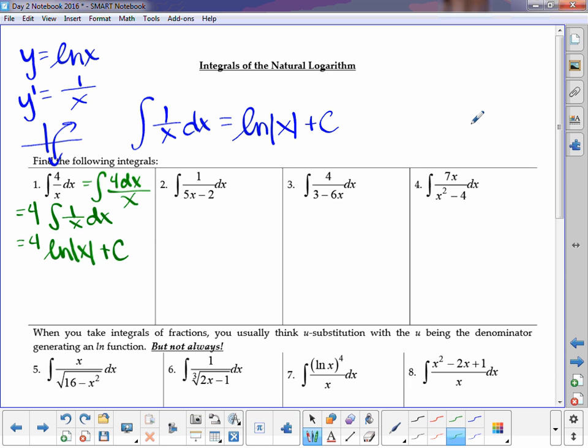Okay. Now number two, we do have something more than just x in our denominator. It's not quite just one over x. There's a little bit more than that. So we are going to have to use u-sub, where my inside function is that 5x plus 2. So let's let u be 5x plus 2. du is 5 dx. All right.